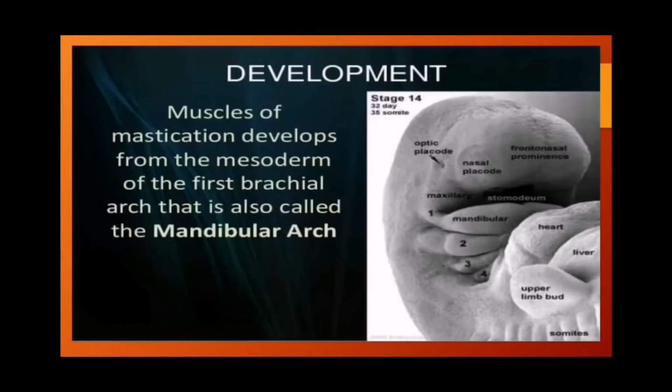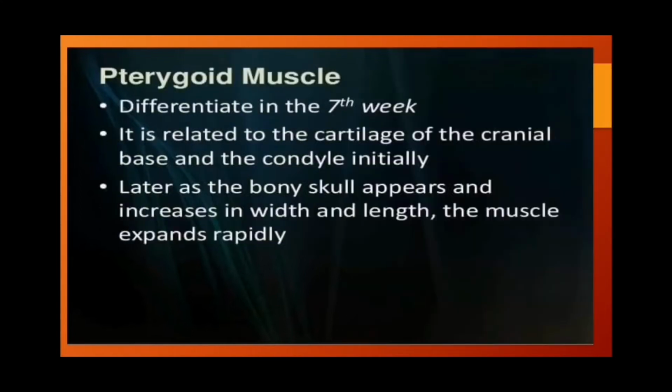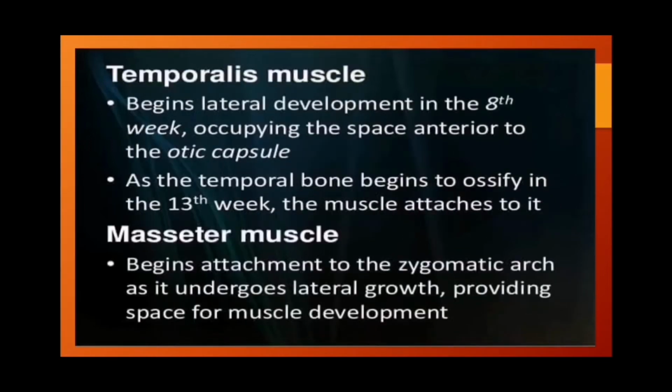Development of muscles of mastication. Muscles of mastication develop from the mesoderm of the first branchial arch, also called the mandibular arch. Pterygoid muscles differentiate in the 7th week. It is related to the cartilage of the cranial base and the condyle initially. Later, as the bony skull appears and increases in width and length, the muscles expand rapidly.